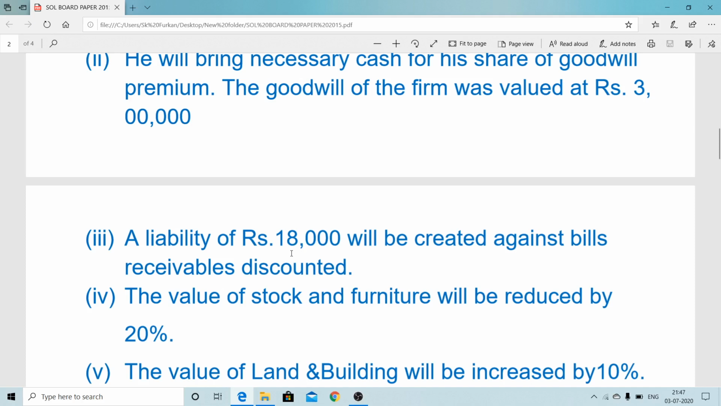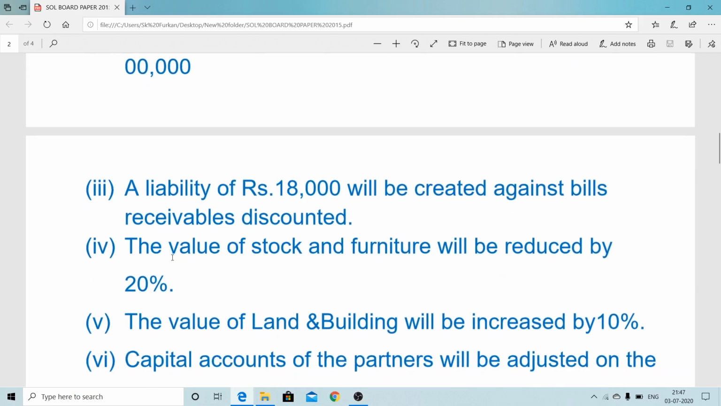So you have to consider this as an unrecorded liability. Liability ultimately increases. So what will be the entry for that? Revaluation account debit to outstanding bill discounted. That way. Now next adjustment, the value of stock and furniture will be reduced by 20%.